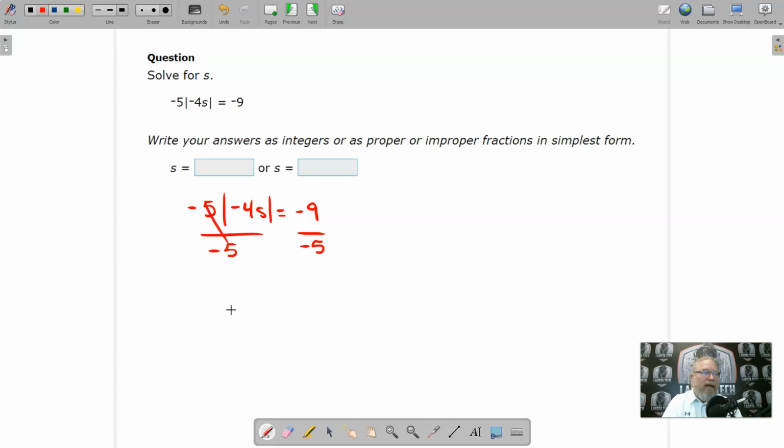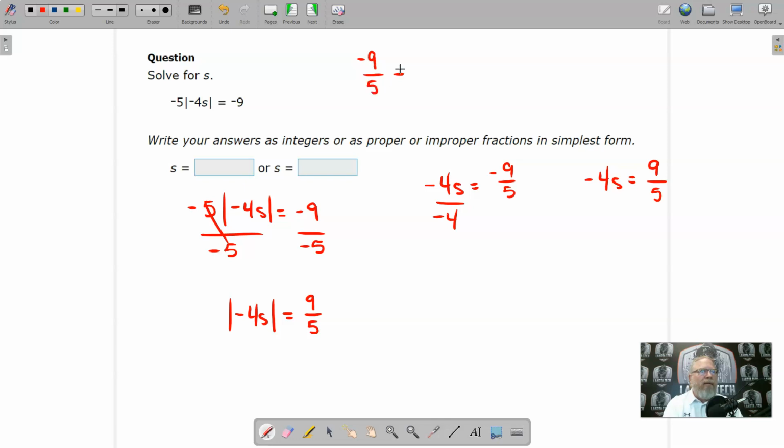Those -5s are going to cancel each other, leaving us with the absolute value of -4s equals negative divided by negative is positive, right? And 9 divided by 5 is going to be 9/5. We'll just leave it as a fraction of 9/5. So now we need to create two mini equations, and by doing so, we're going to create -4s equals -9/5, and then also we'll do -4s equals +9/5. So on this one here, I'm dividing by -4, right? I want to divide by -4. Well, over here on the left, I'm dividing -9/5 by -4. So I'm going to do some work on the side up here.